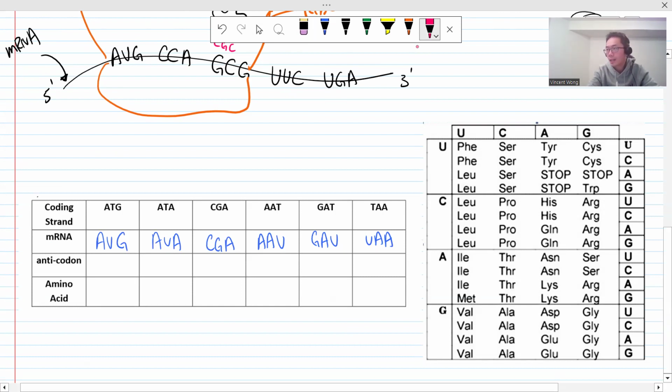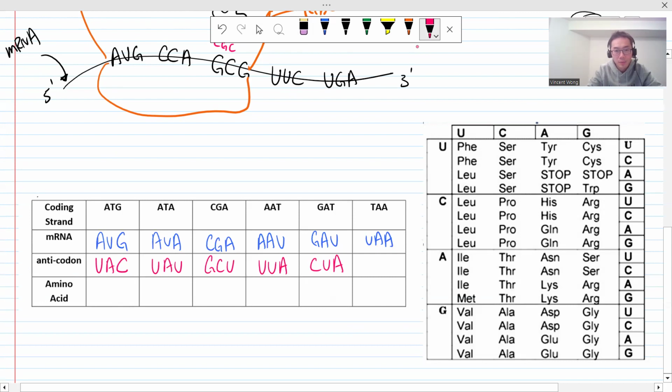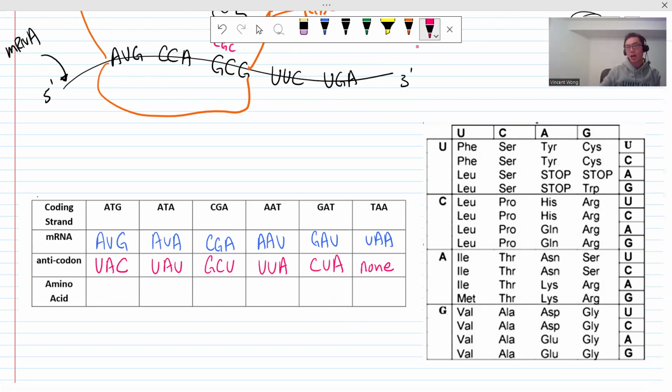Complementary. Yes, complementary. So we're going to go UAC, UAU, GCU. Okay, please check my work. I don't know if I'm doing it right. And then this one is none, right? Remember, this is the stop codon, so there's none. There's no anticodon for the stop codon. That's why it's going to stop.